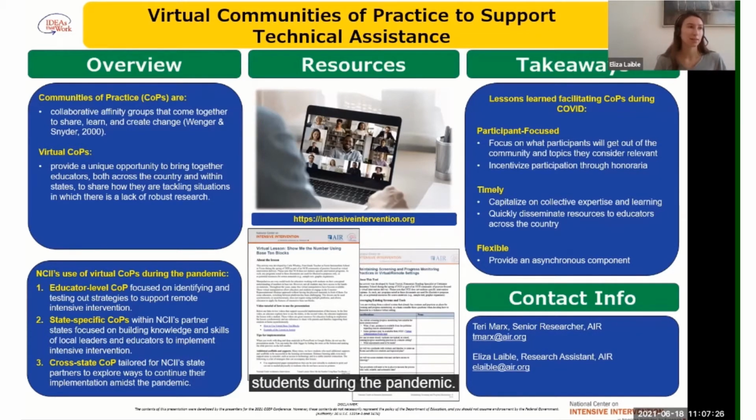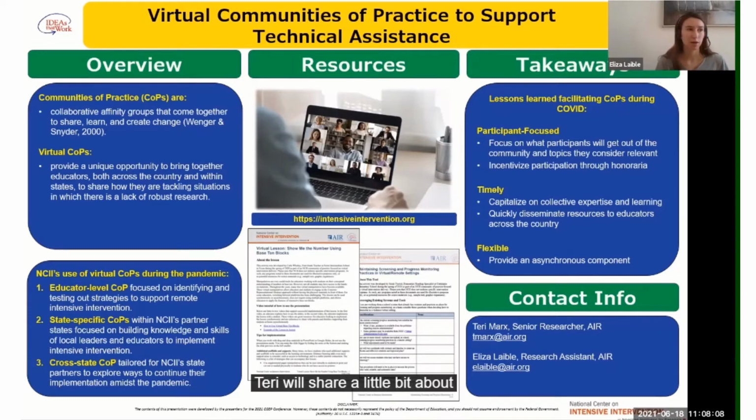During the pandemic, NCII used virtual communities of practice in 3 different ways. The first way was an educator level COP focused on identifying and testing out strategies to support remote intensive intervention. The second was state-specific communities of practice within NCII's partner states focused on building knowledge and skills of local leaders and educators to implement intensive intervention. And the third community of practice was a cross-state COP tailored for NCII's state partners to explore ways to continue their implementation amidst the pandemic.